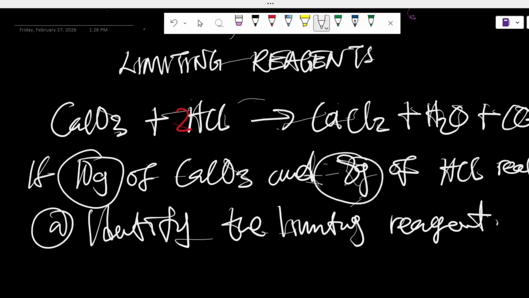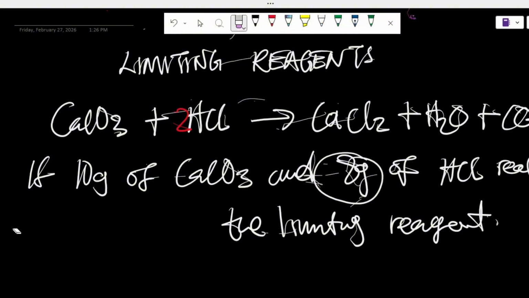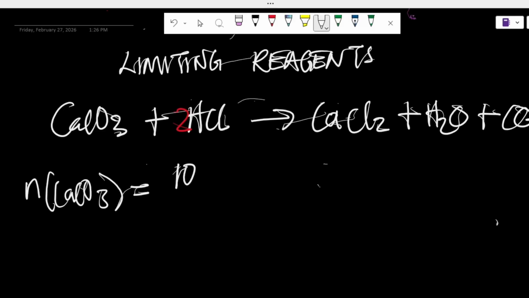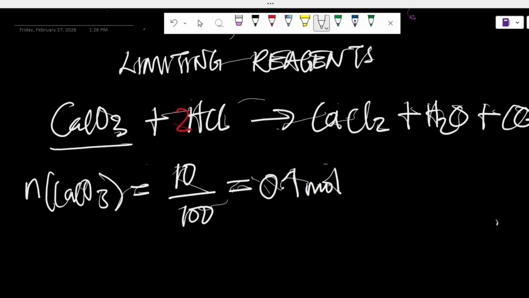So let's go ahead and find the number of moles of calcium carbonate and hydrochloric acid. Now for calcium carbonate, the number of moles will be, what is the mass? Notice we've been given 10 grams as the mass, and if you calculate the relative molecular mass of this calcium carbonate, you're going to get 100. So this is going to give us 0.1 moles.